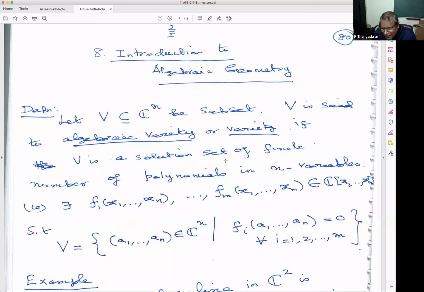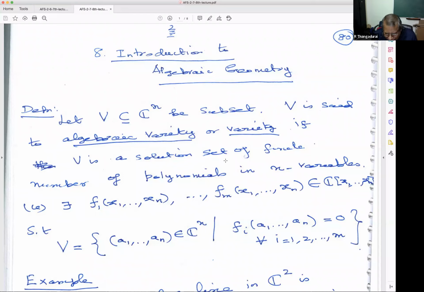I have given some examples. Naturally, anybody can think of an example. Can you give an example of an algebraic variety? One example: a circle or a parabola. How is a circle one? It is the zero set of the polynomial x^2 + y^2 - 1. In fact, any circle of any radius, the unit circle is not necessarily required. You can take a complex number a and x^2 + y^2 - a = 0.